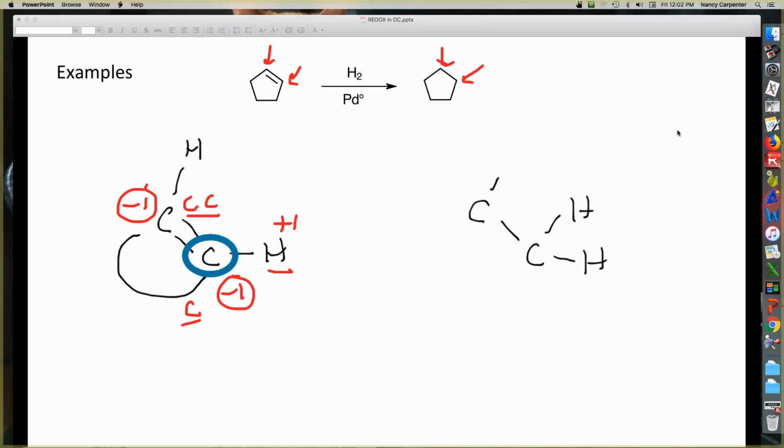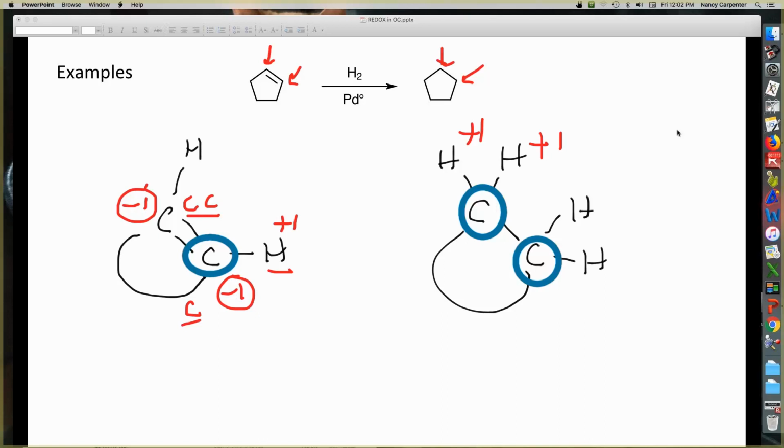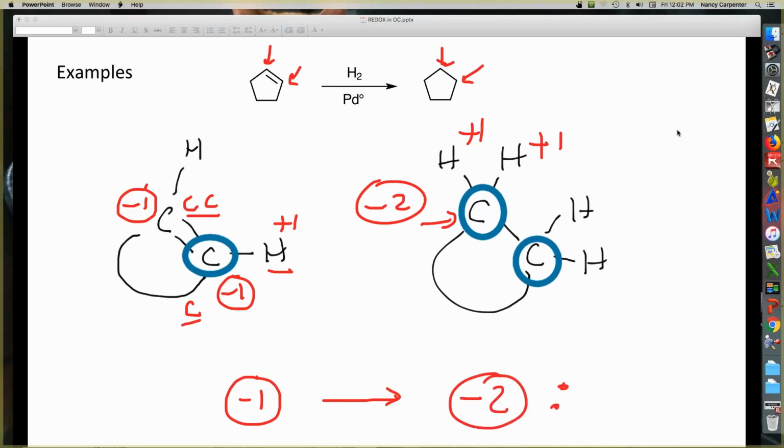So let's prove that this is a reduction. And that should be pretty evident straight away, because now I've got +1, +1, looking at the oxidation state of this carbon or this carbon, because they're absolutely the same. +1, +1, that means this carbon has to be a -2. So I have gone in this reaction from an oxidation state of -1 to an oxidation state of -2. Therefore, this is a reduction. And we're using a reducing agent to carry out this reaction.